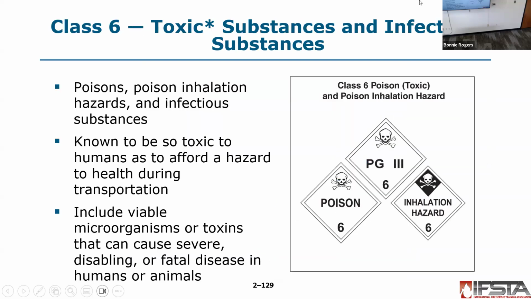All right, class 6. I was telling you guys that we had to memorize these, so I learned mine by association, and that's how I remember it. So: poisons, poison inhalation hazards, infectious substances. Very toxic to humans, so they could be microorganisms or toxins that can cause severe illness or fatality.